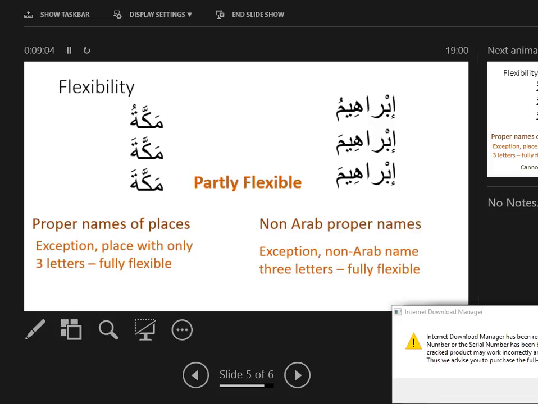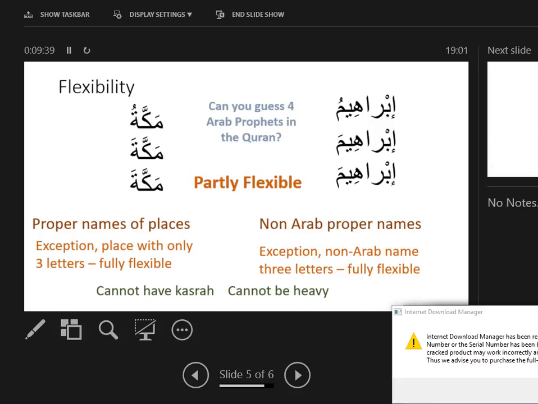And how to recognize or define the partly flexible? They cannot have kasrah, right? It's not e. It cannot have kasrah and cannot be heavy. It's not Ibrahimun. It cannot be heavy. It should be light. That's the rule for the partly flexible.